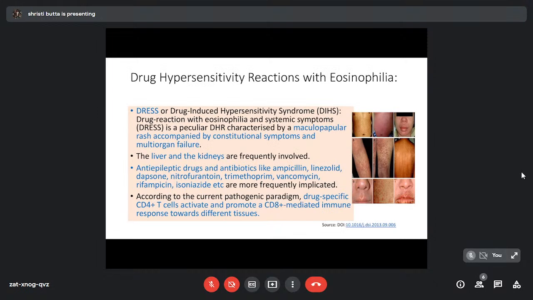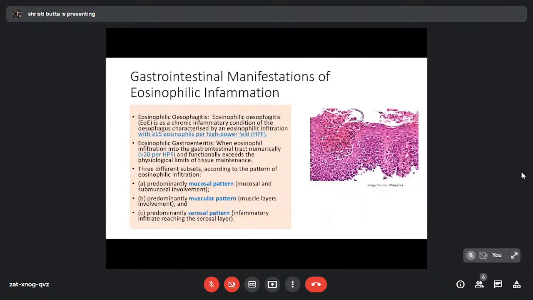Now coming to the gastrointestinal manifestations of eosinophilic inflammation. There is a term called eosinophilic esophagitis. That is a condition where the eosinophil count is elevated, that is more than or equal to 15 eosinophils per high power field. Eosinophilic gastroenteritis is when eosinophilic infiltration of the gastrointestinal tract, which may be mucosal, muscular, or serosal, is more than 20 per high power field. Okay, so that is eosinophilic esophagitis and gastroenteritis.